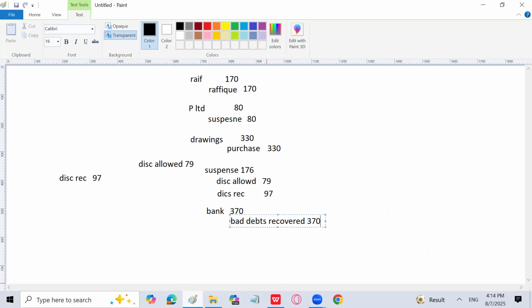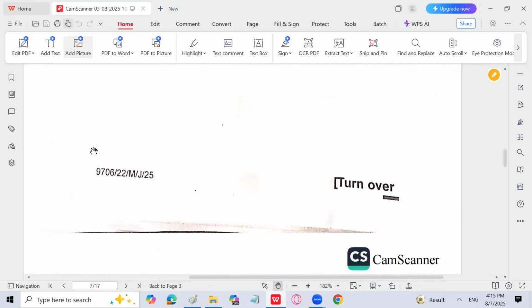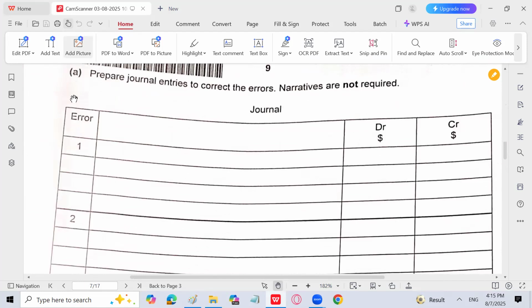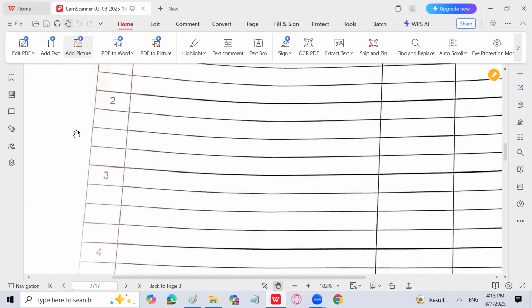As in this case, because they are asking for entries, we have to prepare for point number 5, which is one entry, bank to bad debts recovered. And the marks are assigned in the same manner. Because if you talk about the marks, let me see. Okay, marks are not given here. Here is given. 8 marks are there. So entries 1, 2, 3, 4, 5 are going to be the entries and marks are 8.